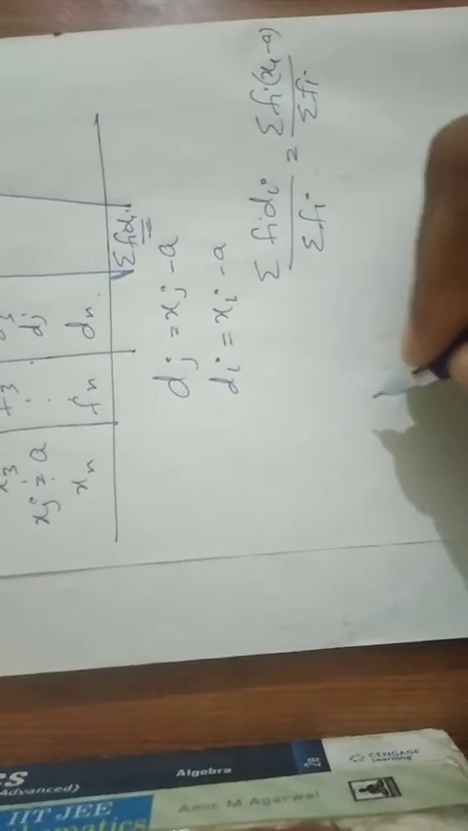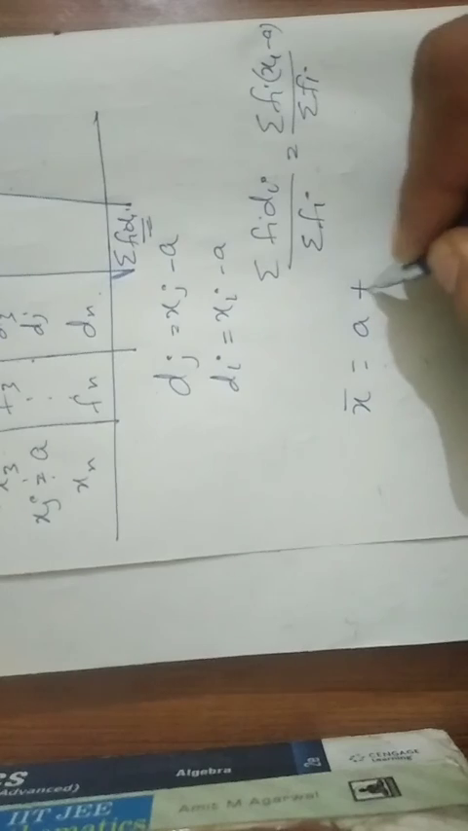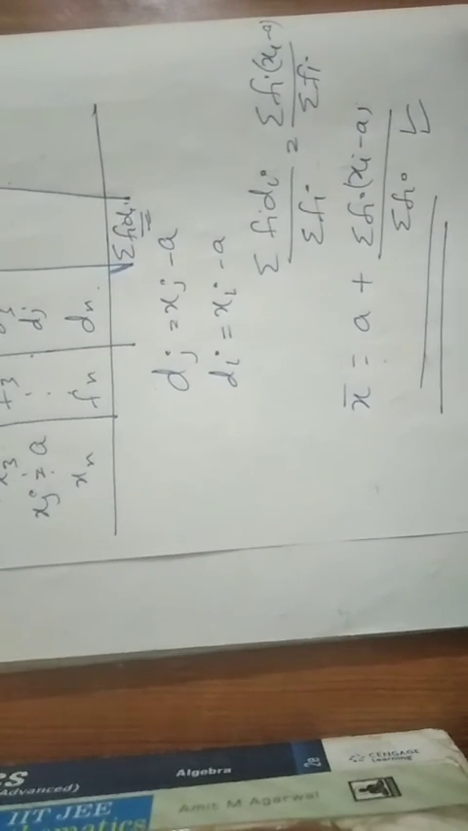Now we add assumed mean in this term, then we find the real arithmetic mean of the data, that is x bar is equal to a plus sigma fi (xi minus a) upon sigma fi, which is the formula for the assumed mean method. Now we will take another example to solve a problem by using assumed mean method.